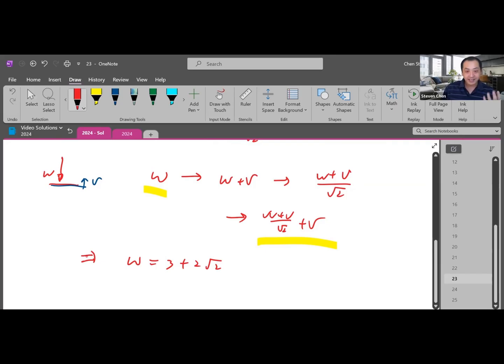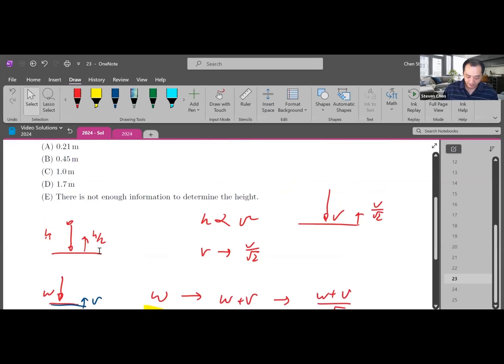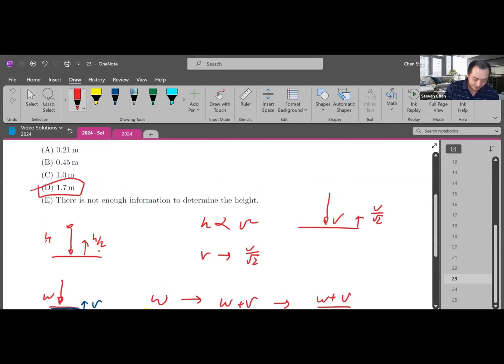This problem finally asks us to compute the height we can reach. The height can be calculated by simply using the formula w squared divided by 2g. By doing some algebra, you'll see it is equal to 1.7. So the answer is D.